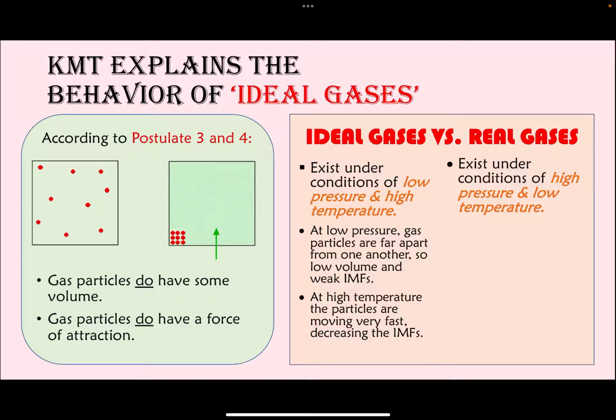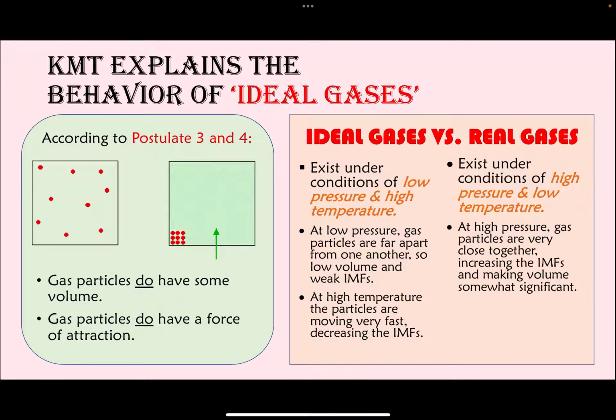Real gases, however, exist under high pressure, because if you have very high pressure, the particles are getting closer to each other, so they are going to have some sort of volume and intermolecular forces. And if you have very, very low temperature and the particles are moving very slowly, now there is a chance that they're going to have some sort of attractions between them.